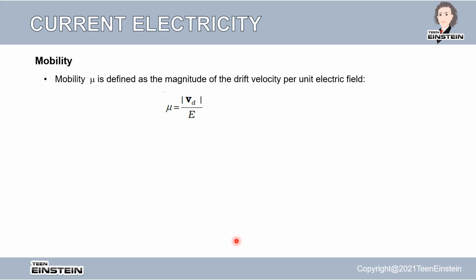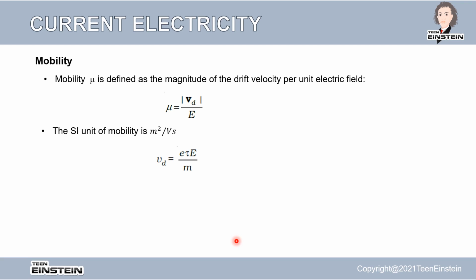Okay. Now we are going to define another quantity called mobility. Mobility mu is defined as the magnitude of the drift velocity per unit electric field. So we know what drift velocity is, and if we divide it by the electric field, we get mobility. Mobility is given in units of m square per volt second.